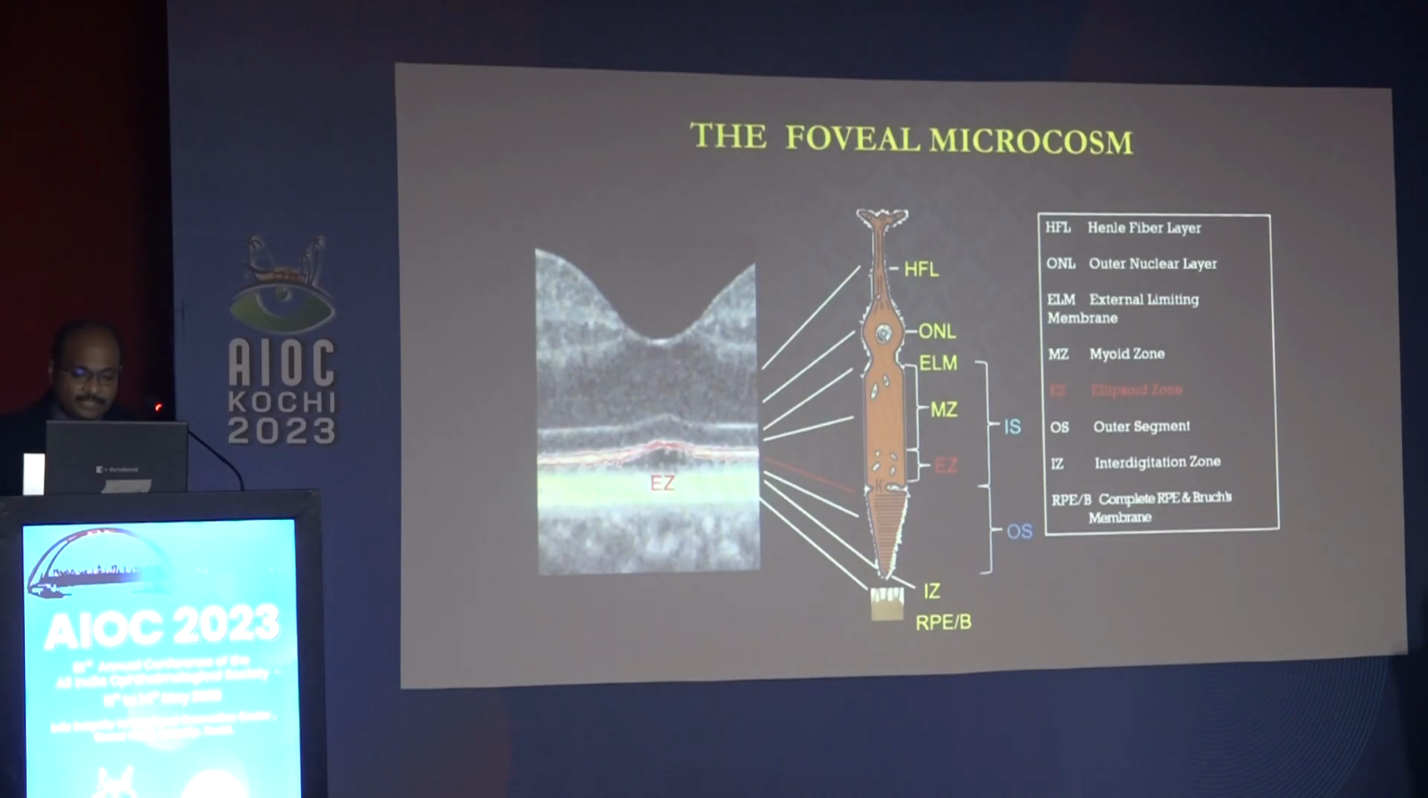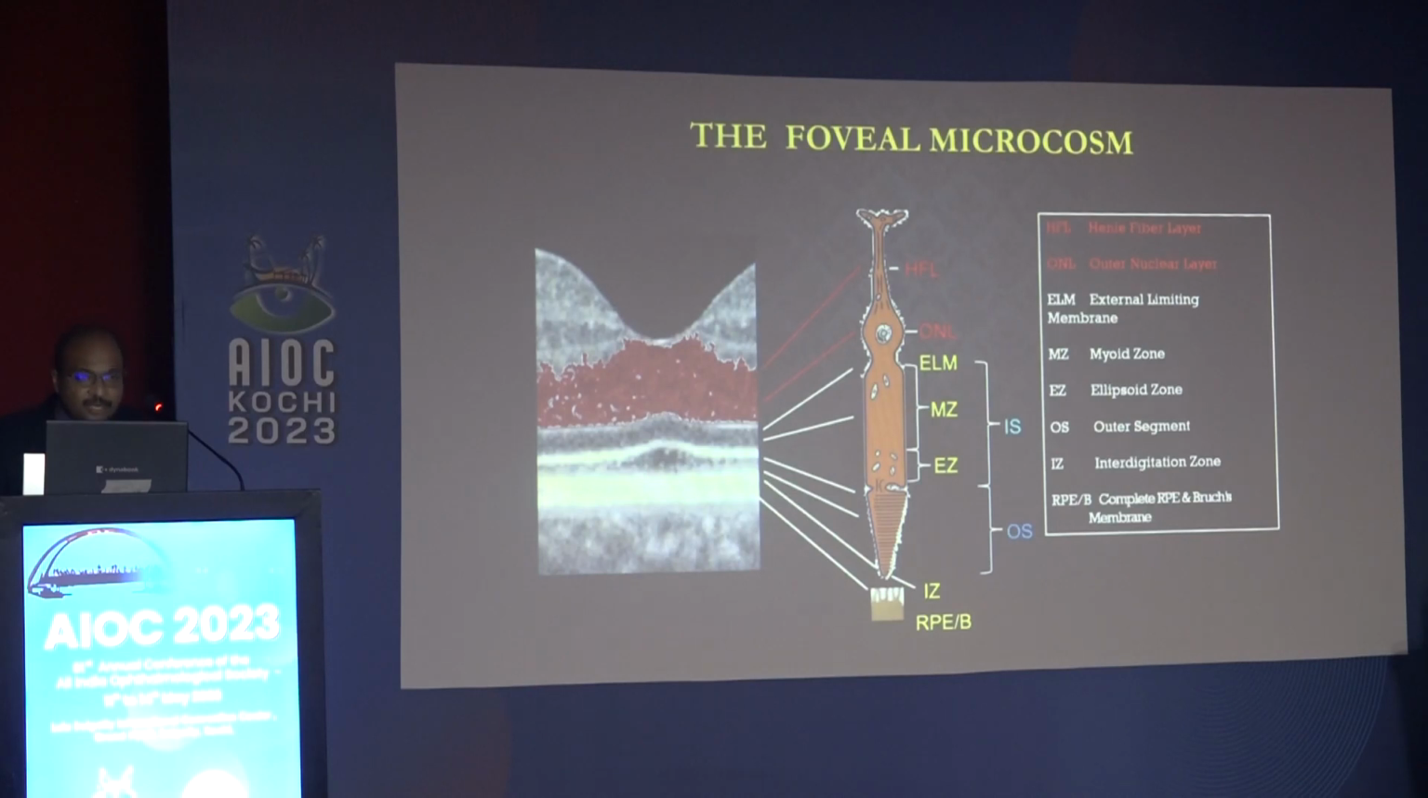And this is at the junction of the outer segment and inner segment. Beyond this, next comes the myoid zone, which is the body of the inner segment. And beyond this is the external limiting membrane. After that you get the outer nuclear layer and the Henle's fiber layer. So this is, in short, a brief gist of the very central area, which is the most vision defining area.